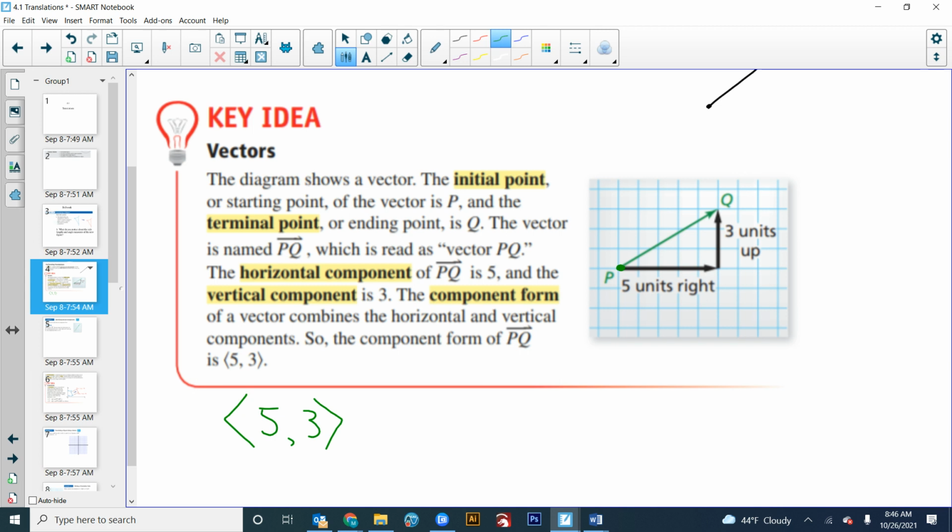Ellen: This is kind of like rise and run. Very much. Yeah, this is like the components of rise and run. But we're not writing a slope. We're writing it in component form as a vector.